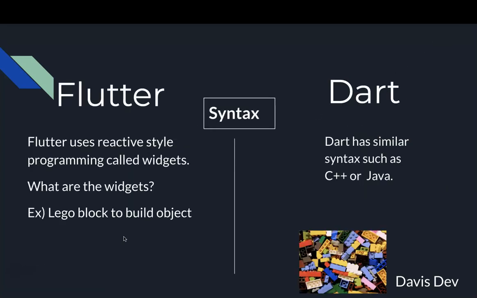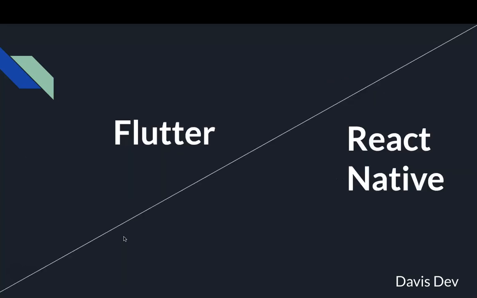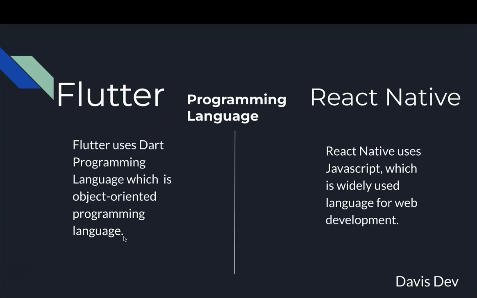And another interesting factor I'm going to talk is Flutter and React Native. Let's talk about both frameworks. Well, programming language difference. Flutter uses Dart programming language, which is object-oriented programming language. On the other hand, React Native uses JavaScript, which is widely used language for web development.